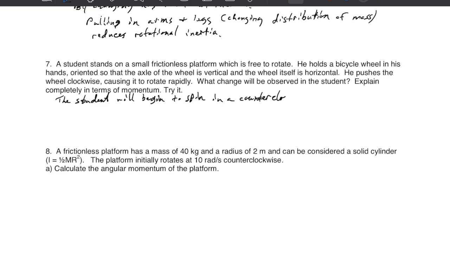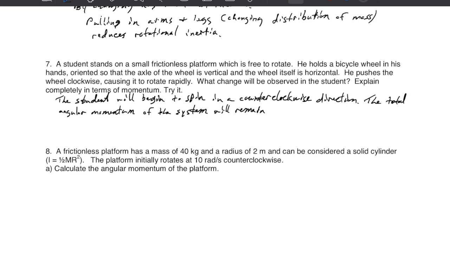So if the system as a whole has an angular momentum of 0 before anything begins, and then the student, which is an internal component, spins the wheel one way, and he's standing on a platform that's free to rotate, we should see a rotation in the opposite direction. That way, once you add up the individual wheel and the student on the disc, they should add up to be 0 because momentum is going to be conserved. So here we've written the student will begin to spin in a counterclockwise direction, which is opposite of what he spun the wheel. The total angular momentum of the system will remain constant. It'll remain at 0. If the wheel rotates one way, the system must rotate the other way to compensate.